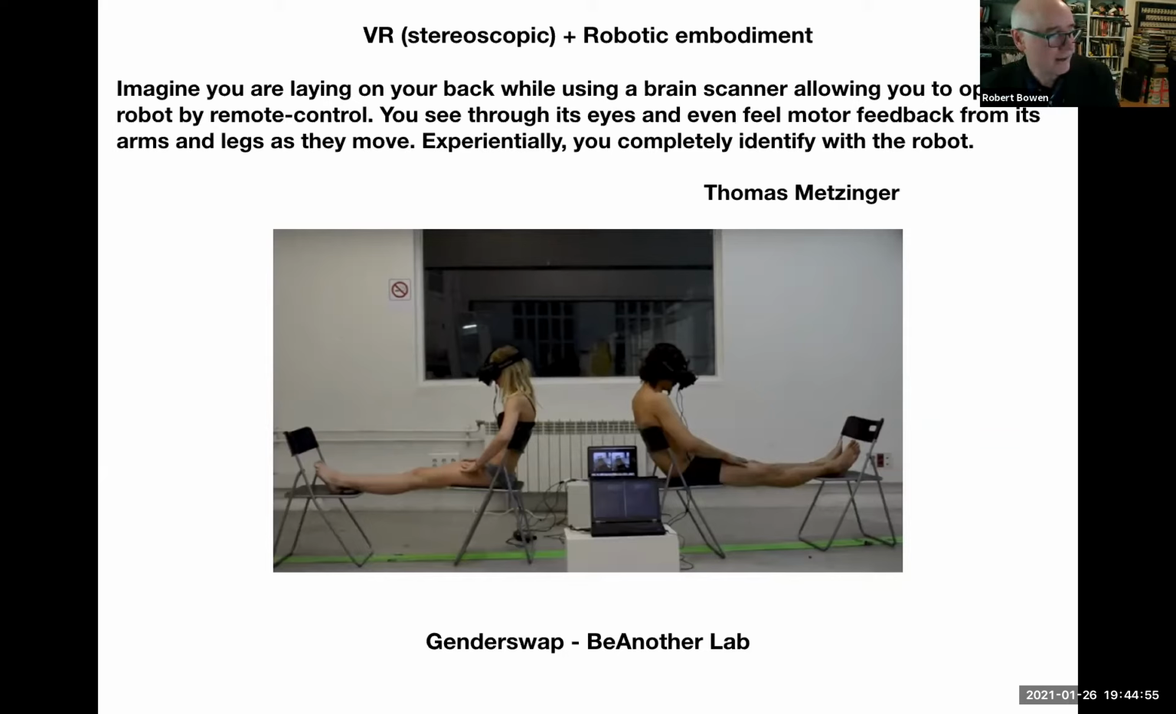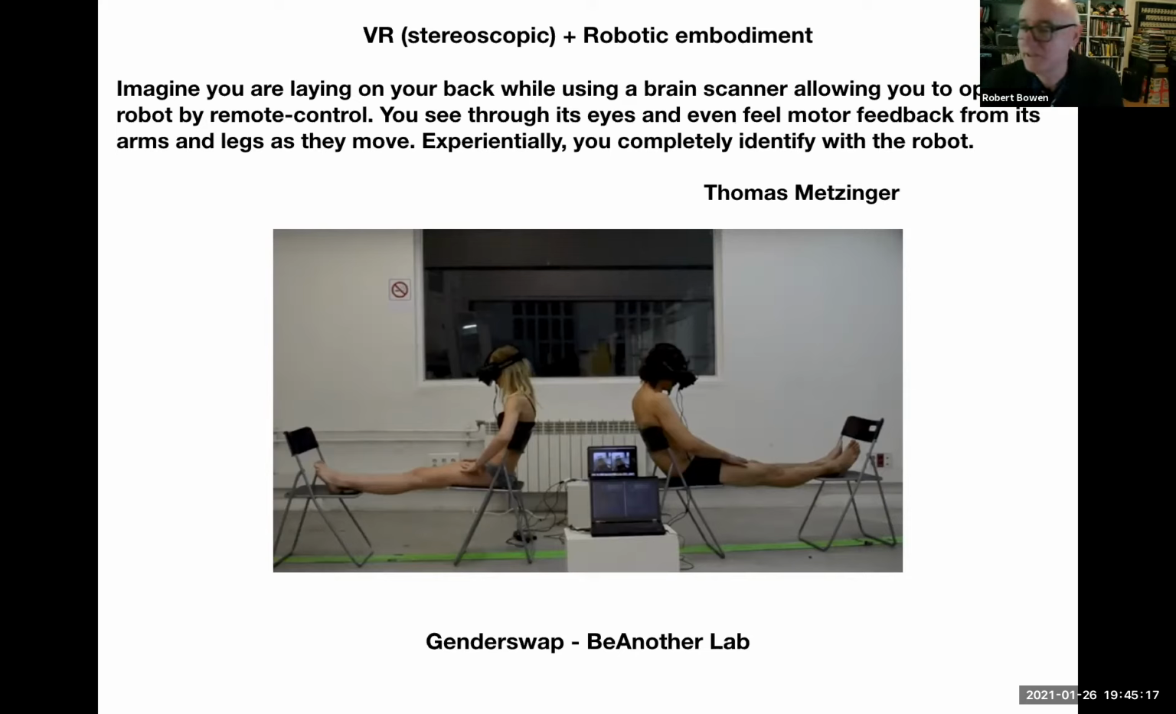And what they're doing is swapping genders. The male is getting feedback as if his body were female, and then the female is getting the reverse kind of feedback. It opens up some thinking, which is why I'm showing it.